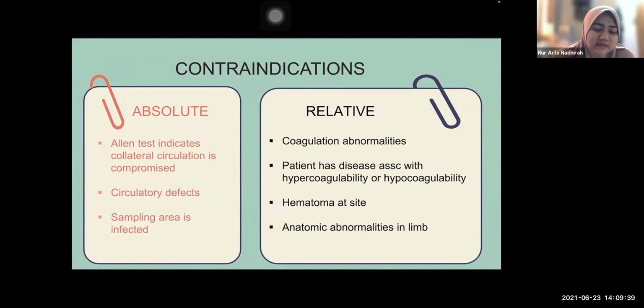Okay, the contraindications include the Allen test. If the Allen test shows a compromised collateral circulation, it is an absolute contraindication for us to do arterial cannulation. And the other contraindications include circulatory defects and infected sampling area. And the relative contraindications include coagulation abnormalities, and if the patient has any disease associated with hypercoagulability or hypocoagulability, and if a patient has hematoma at the site and anatomic abnormalities in the limb, it can also be a relative contraindication.